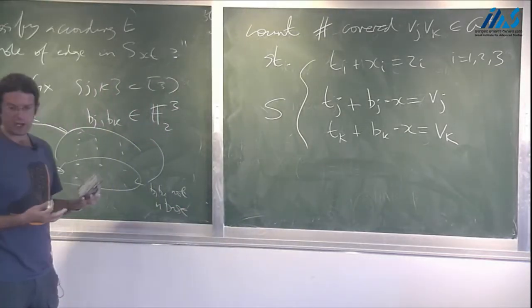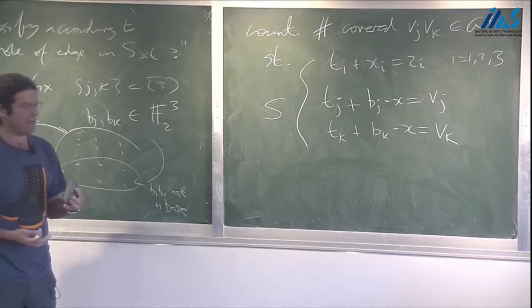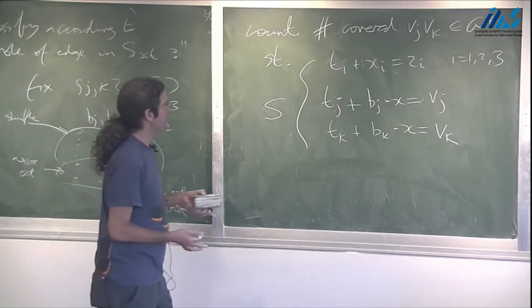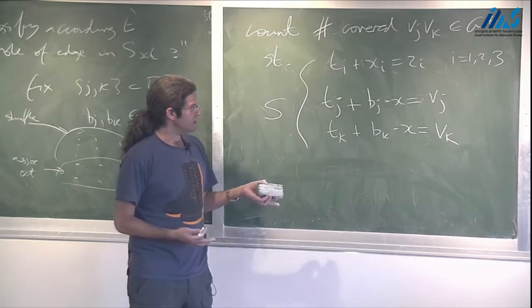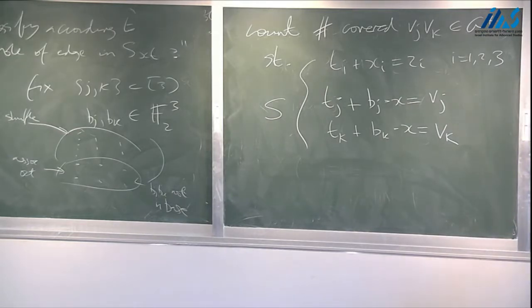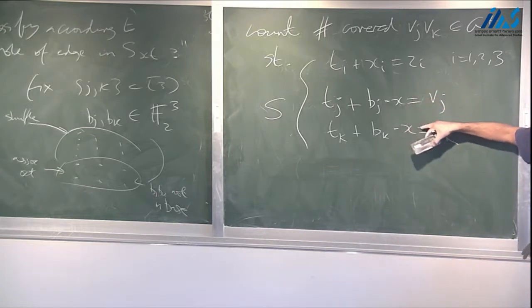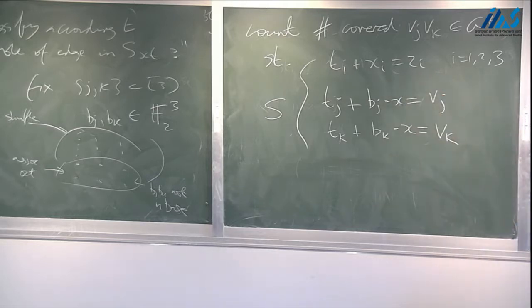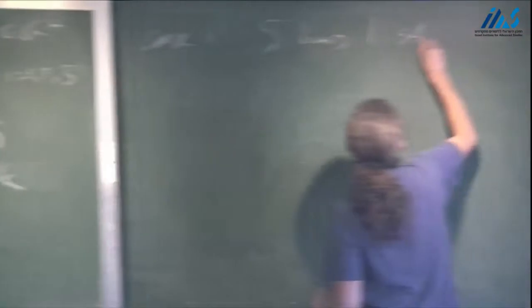And so there are various cases according to the dimension of this system. It could have a unique solution, or it could have 2 to the A solutions. These are the possibilities. They can't have two, because at least one of these equations can't both be in the span of this. So case one is S has one solution.